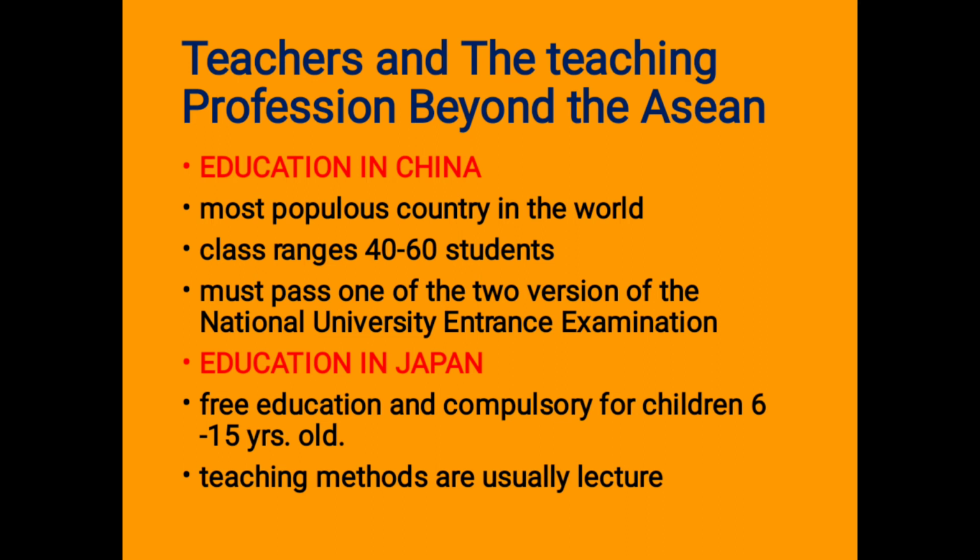Teachers and the teaching profession beyond the ASEAN. So you have there the education in China, the most populous country in the world. Class ranges 40 to 60 students. Must pass one of the two versions of the National University entrance examination. Education in Japan. Free education and compulsory for children 6 to 15 years old. So in Japan, teaching methods are usually lecture.